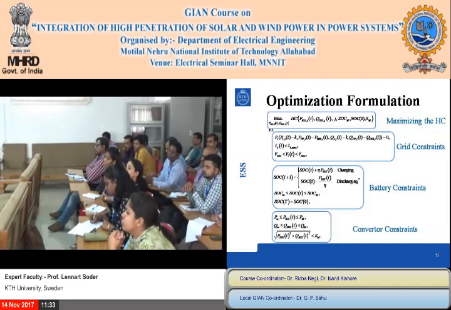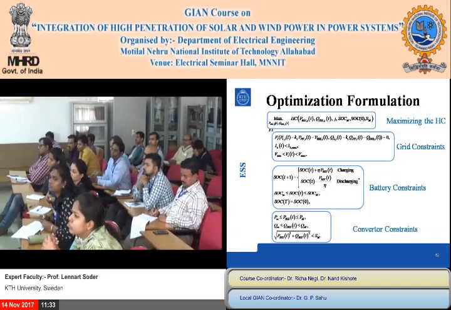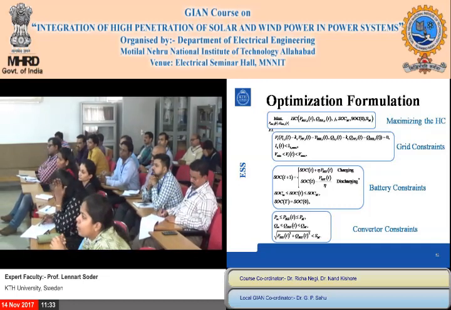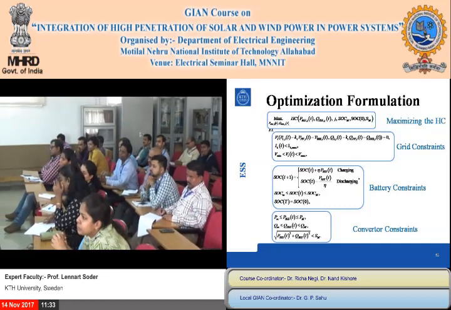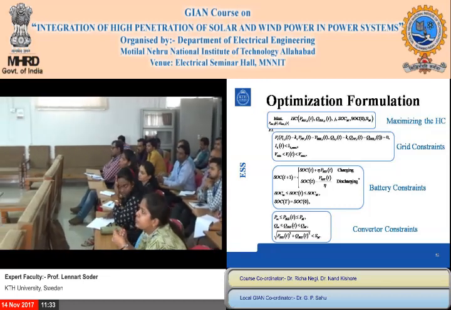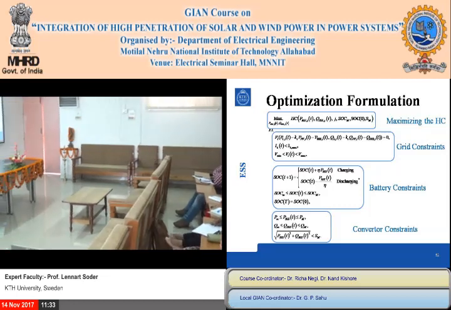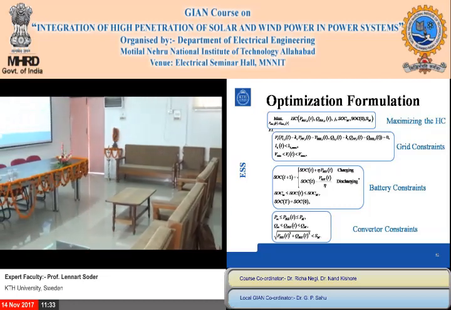And if we simulate a day, we have assumed that you have the same charge at the beginning of the day as at the end of the day. And then you have the converter constraints, and grid constraints to keep the voltage and so on. And then the question is to maximize the hosting capacity. So this is a rather complicated optimization problem, but he solved it.